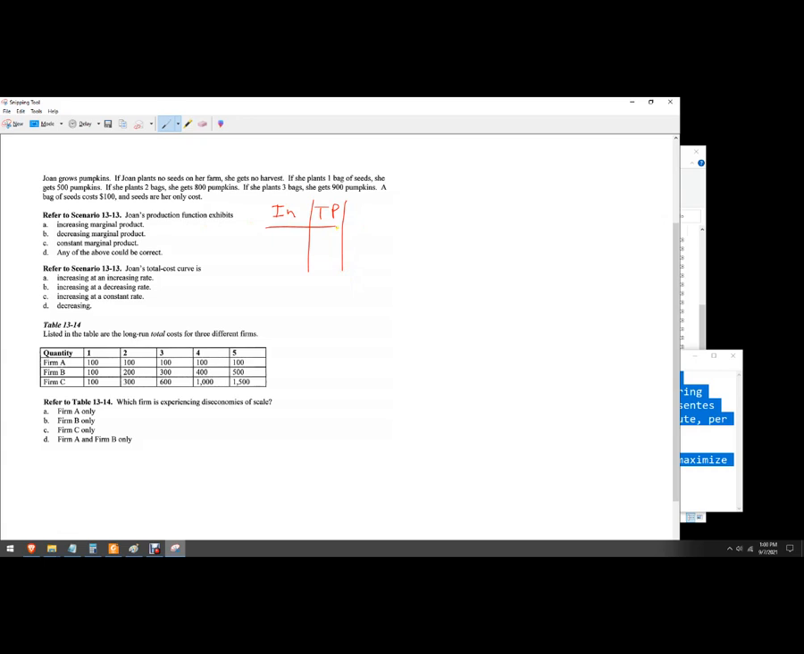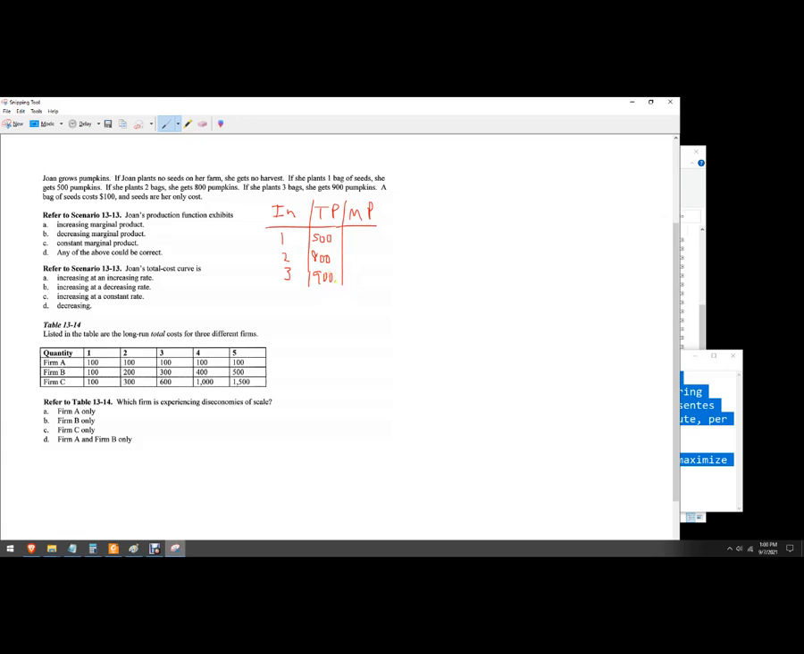So we'll put this as inputs and then how much total product she gets. The production function has to do with the marginal product, which is the additional product. So she plants one bag, it's 1, 2, and 3. With one bag she gets 500 pumpkins. Two bags, she gets 800 pumpkins. And 3 bags, she gets 900 pumpkins.